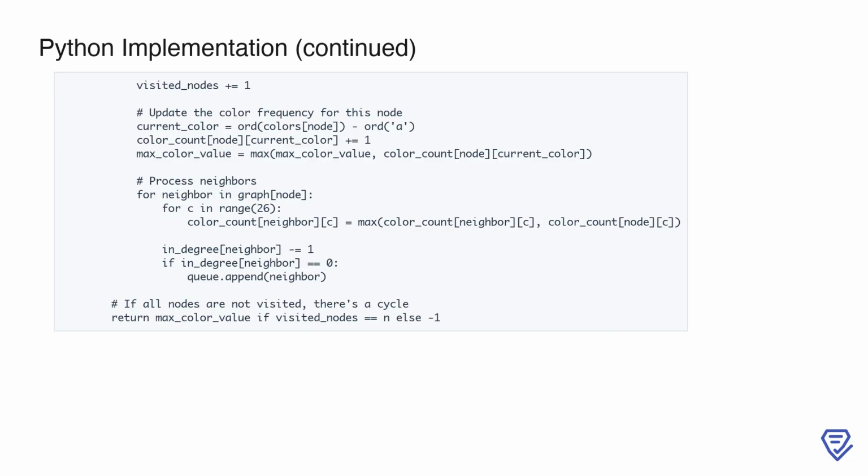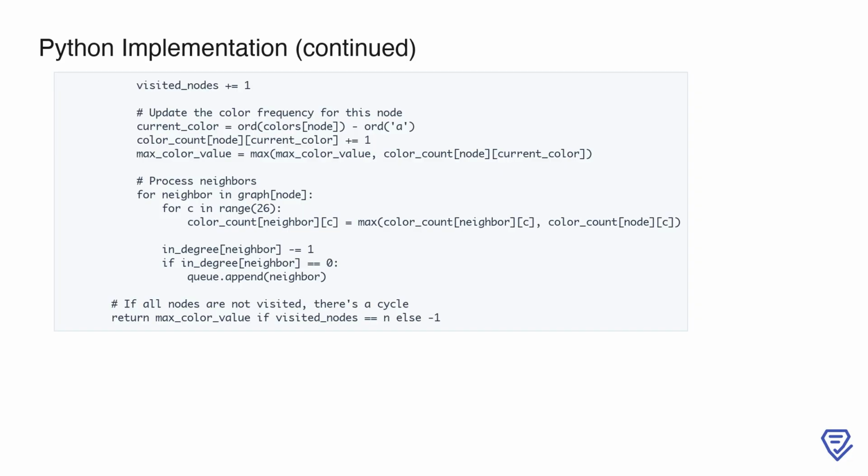For each neighbor, we update its color_count table by ensuring that each color frequency is the maximum of its current value and the value carried over from the current node. After updating the color frequencies for the neighbor, we decrement its in-degree. If the in-degree of the neighbor becomes 0, it means all its prerequisites have been processed, so we add it to the queue for further processing.